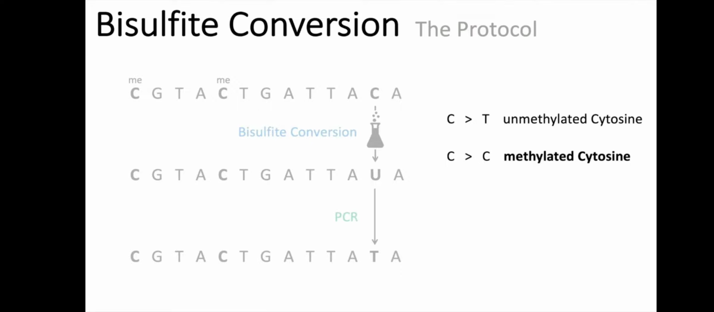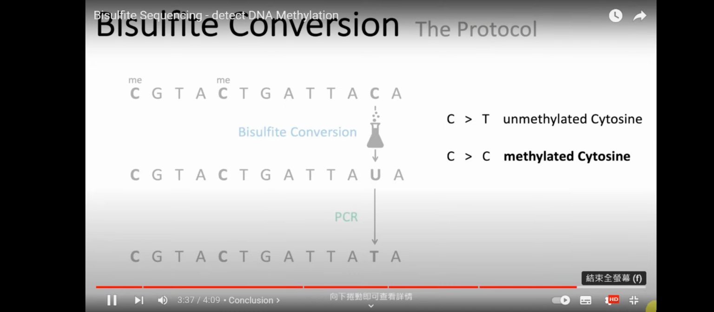When we compare the DNA sequence now, we can easily figure out where the methylated cytosine occurs. So all cytosines which are replaced by thymine are considered unmethylated. However, in the regions where the cytosine stays cytosine after bisulfite conversion, we know there we have DNA methylation.